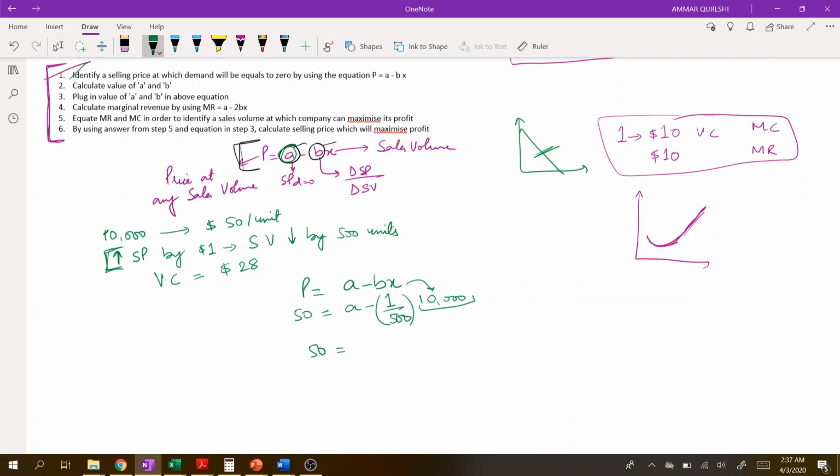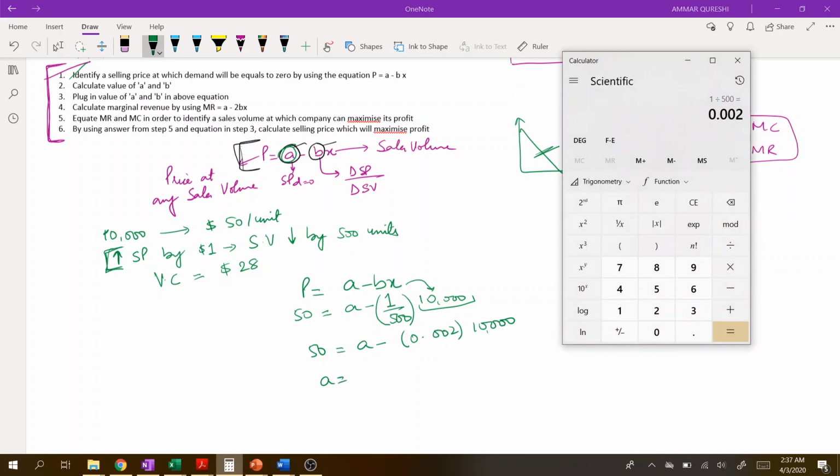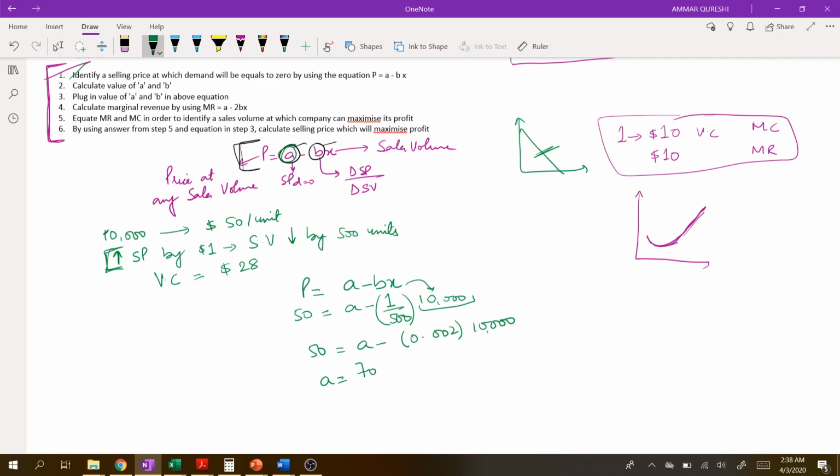So 50 is equal to A minus 0.002 times 10,000, right? So what will be the value of A then? A will be 0.002 multiplied by 10,000 plus 50, which gives you around 70, right? So if the selling price is $70, your sales volume will theoretically be equal to 0.